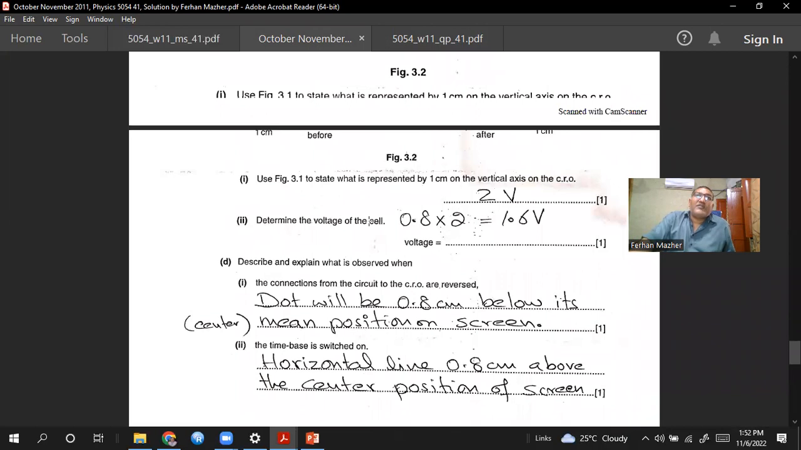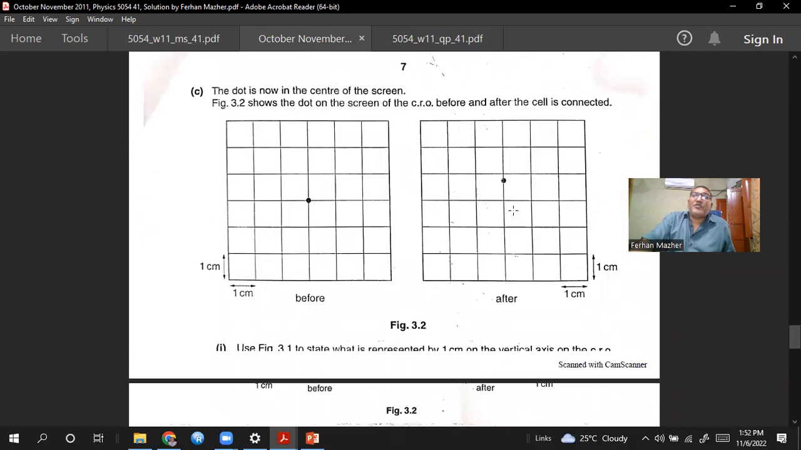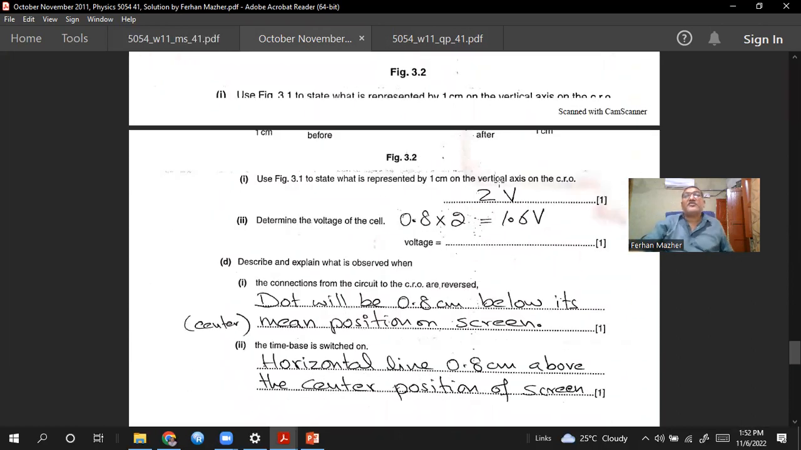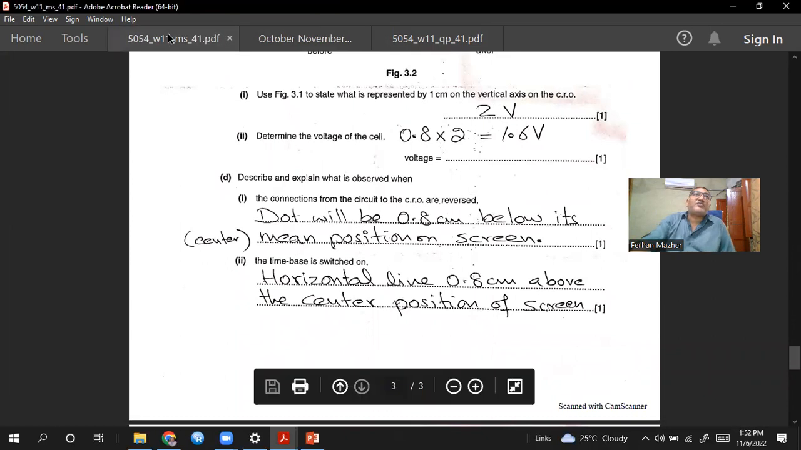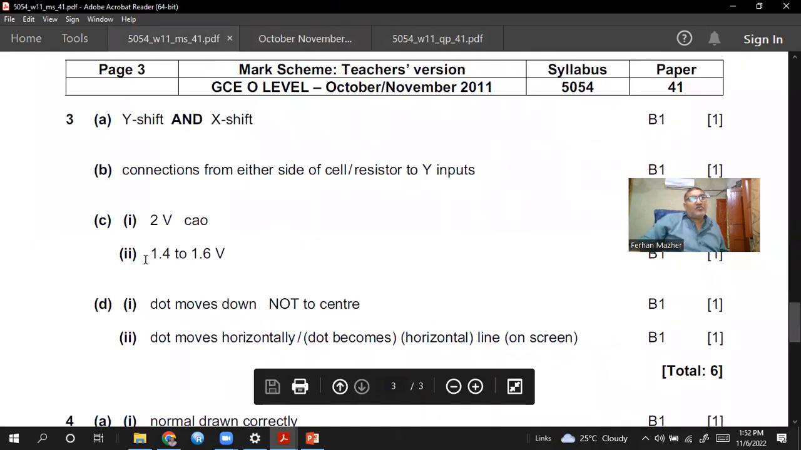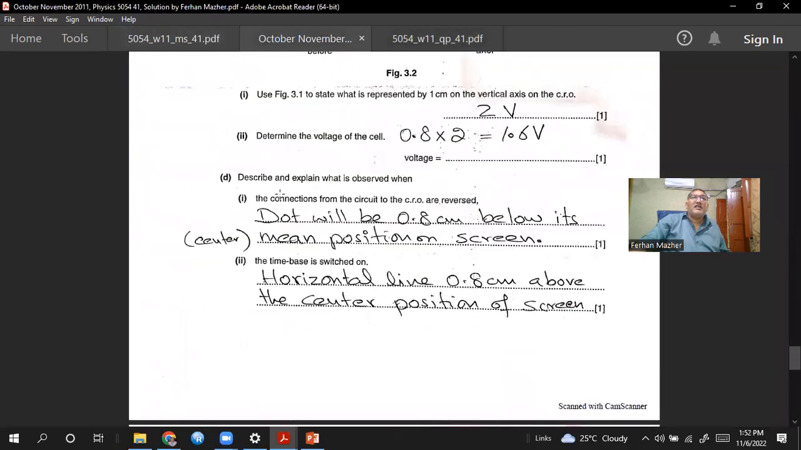Then the question is, determine the voltage of the cell. If you put a scale here, you will find that from the mean position, the dot has gone up 0.8 centimeter. So 1 centimeter represents 2 volts. So 0.8 multiplied by 2 gives 1.6 volts. So our answer is right.